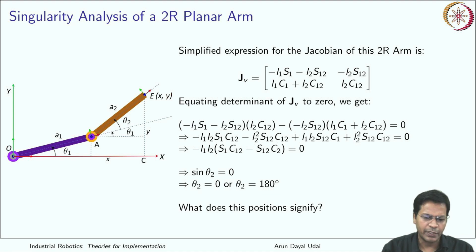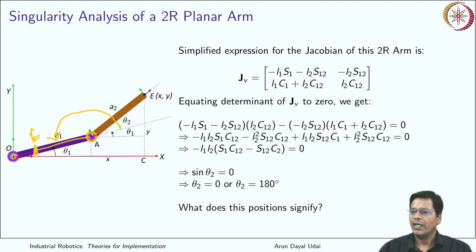In case of theta 2 becoming 180 degrees, this is totally inward folded. So this has come down till here and your link has come here. There your end effector comes here. So in this case also you have end effector, elbow and the base joint, all the three in a straight line. And then again you lose your degrees of freedom and you become singular. So this is the physical significance of that. This way you can analyze for singularity of any given robot.